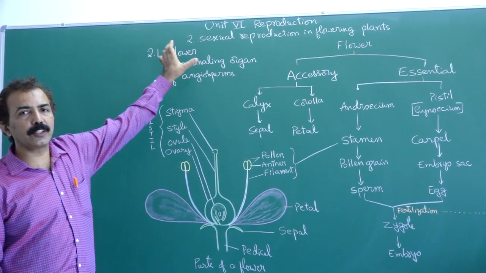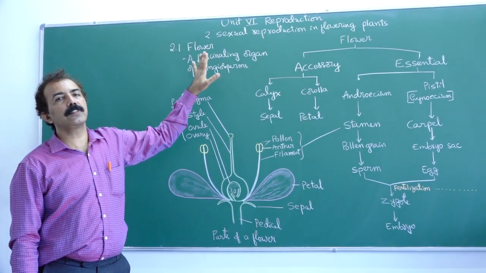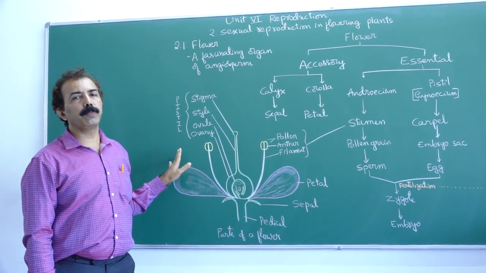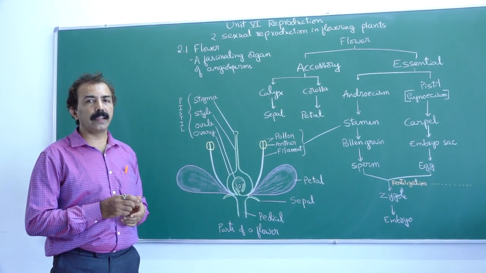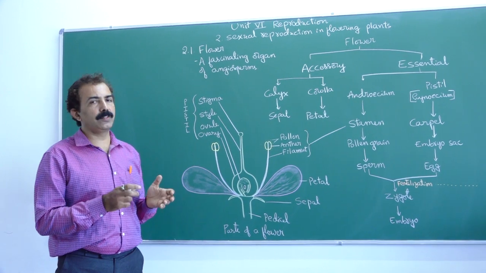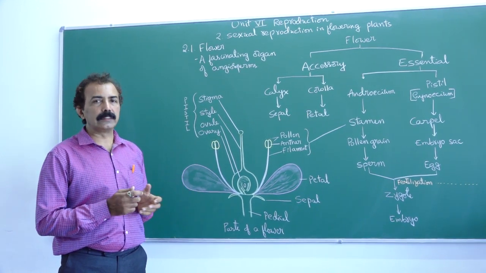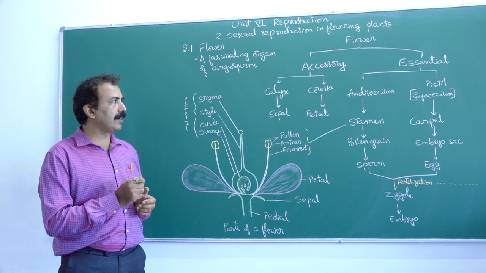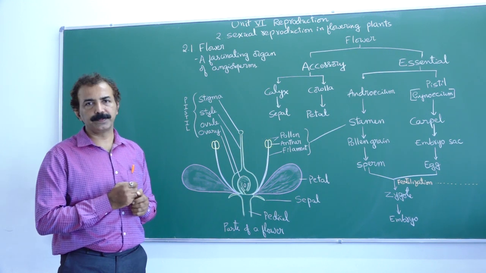Why do we concentrate on sexual reproduction in flowering plants? Because they are the dominant group of plants in the present day. They are the most distributed plants on the earth. So we concentrate on flowering plants.